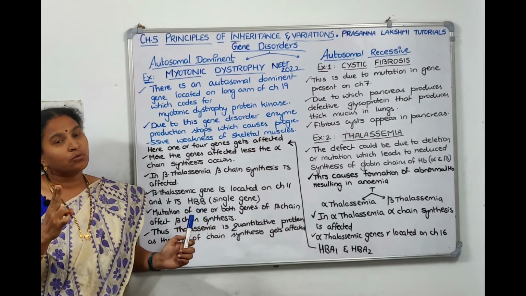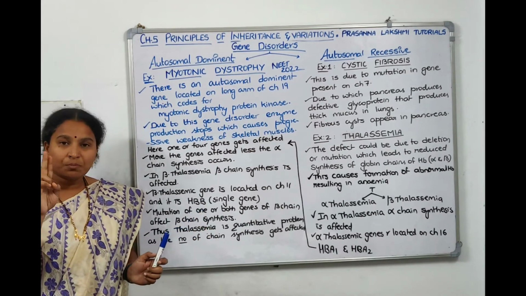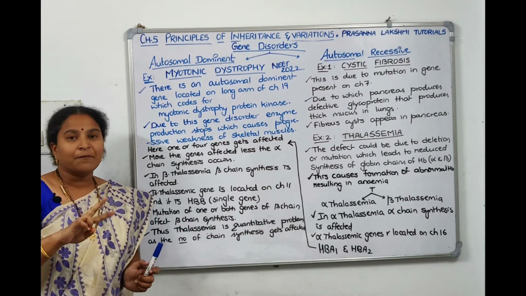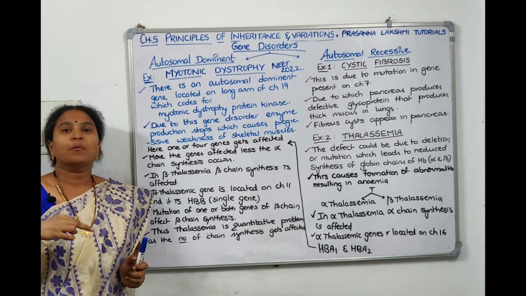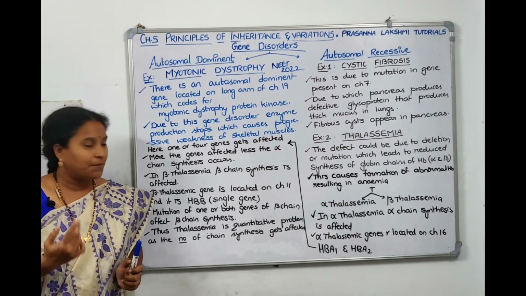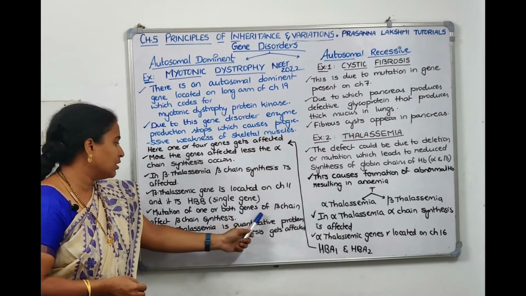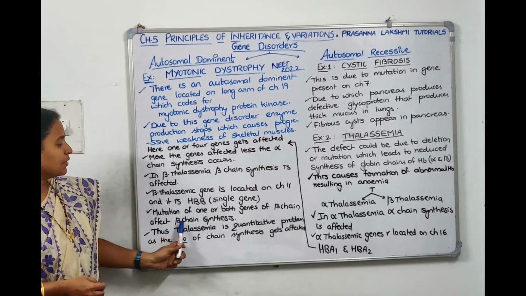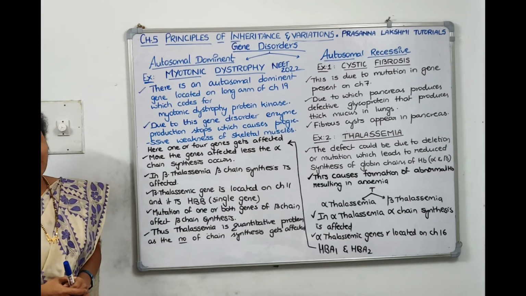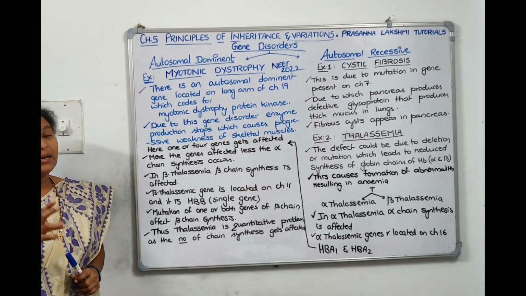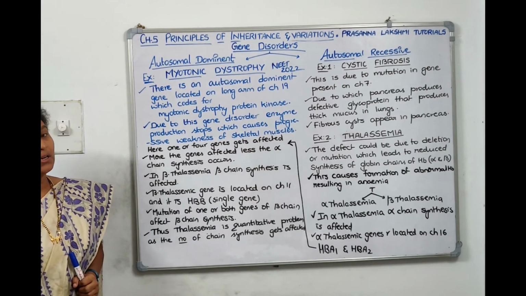A gene has two alleles. Means in the HBB gene, one allele can get affected or both the alleles get affected. If both the alleles are affected, the disorder is severe, right? So mutation of one or both the alleles or genes in the beta chain affects the synthesis of beta chain. That's about thalassemia.